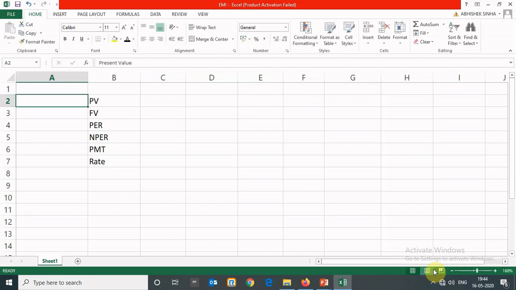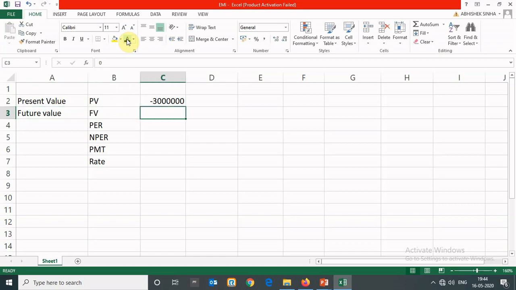PV is the present value. Suppose a loan we are taking today, say 30 lakhs. So 30 lakh will be the present value. FV is the future value. Future value is what the value will be at the end of the loan period. Definitely for a loan it will be 0.